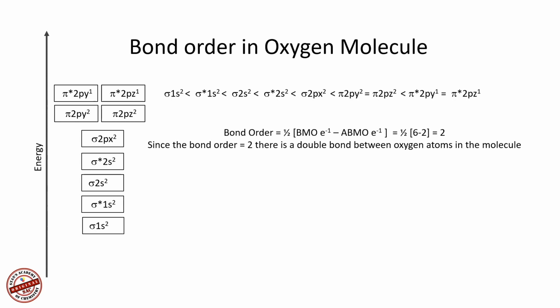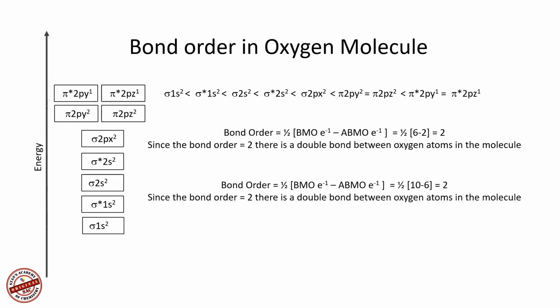In order to do that, if you count the number of electrons in the bonding molecular orbital, you will count sigma 2px2, pi 2py2 and pi 2pz2, which makes it 2 plus 2 plus 2, which is 6. And there are two electrons in the pi star 2py1 and pi star 2pz1, so it becomes half into 6 minus 2, which is 4 by 2, which is 2. So the bond order is 2. There is a double bond between the oxygen atoms, and that can be proved here using bond order. And the molecule is paramagnetic because it has two unpaired electrons.